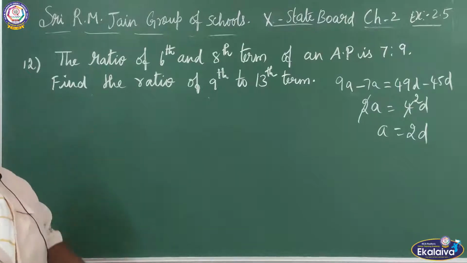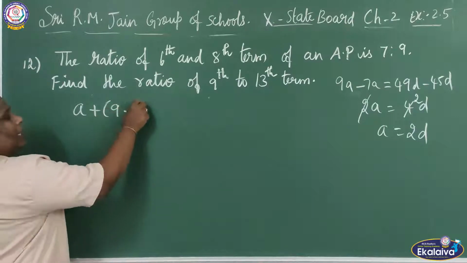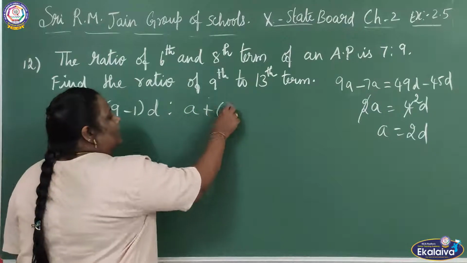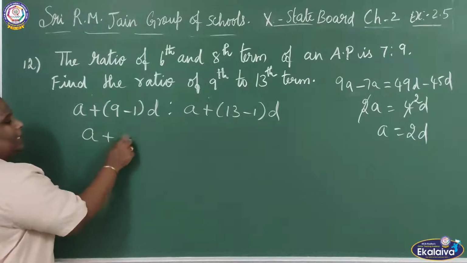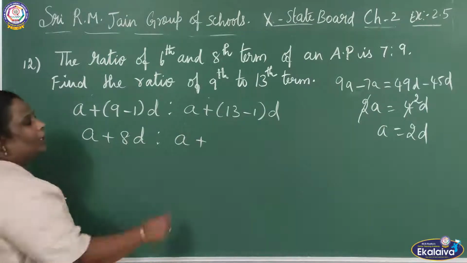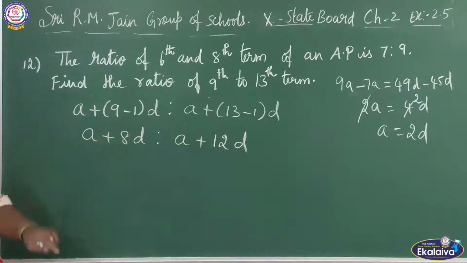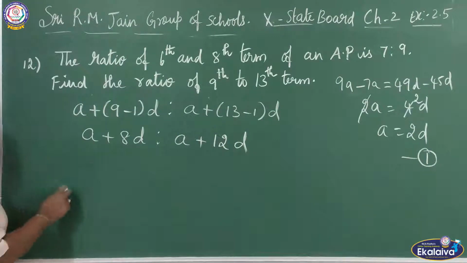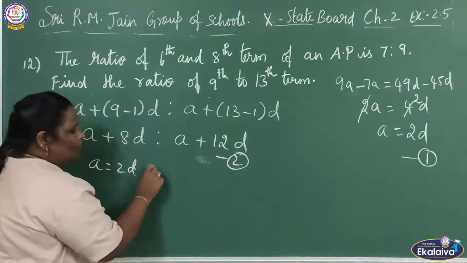Find the ratio of the 9th and 13th terms. What is the 9th term? A plus 9 minus 1 into D, to the ratio of A plus 13 minus 1 into D. So it gives A plus 8D is to A plus 12D. What is the value of A? A is nothing but 2D. You can take this as 1.